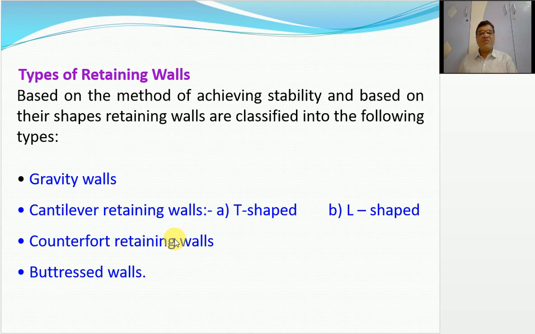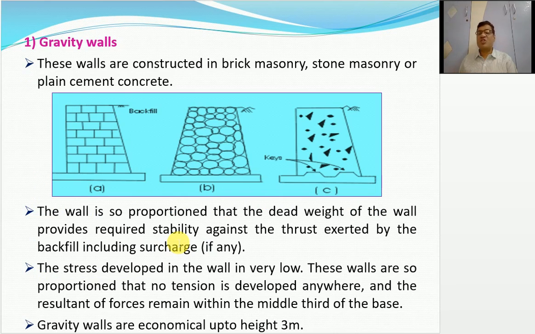Now one by one we'll see what these types are, and where the applications of such walls are. A very common type is gravity walls. These walls can be constructed in brick masonry, stone masonry, and plain cement concrete, that means PCC. The dimensions of the wall are so proportioned that the self weight, that means dead load of the wall, provides required stability against the lateral thrust exerted by the backfill. The stress developed in the wall is very low, and these walls are so proportioned that no tension is developed anywhere, and the resultant of the forces remains within the middle third of the base.